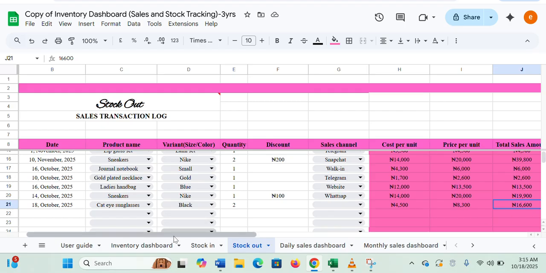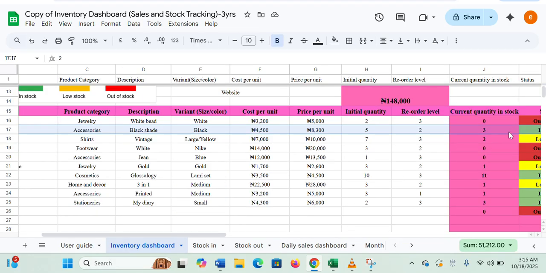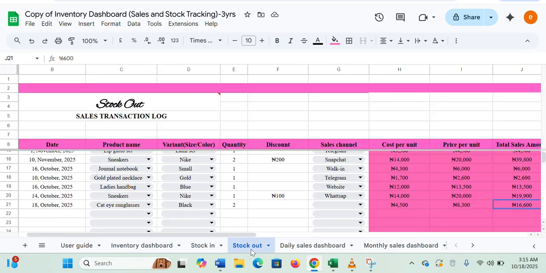But now let's go back here. Before, we had five cat eye sunglasses, but now that we've sold two, you can see that it automatically deducts. I hope that you understand that. So 5 minus 2, that is 3. So you really do not have to input anything in these bars. This is just what makes life very much easy for you as a business owner.